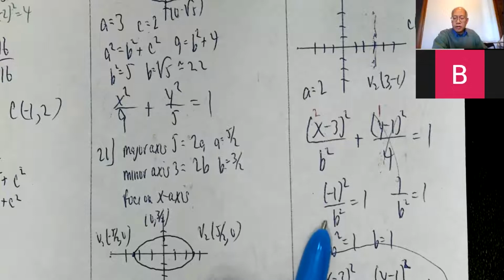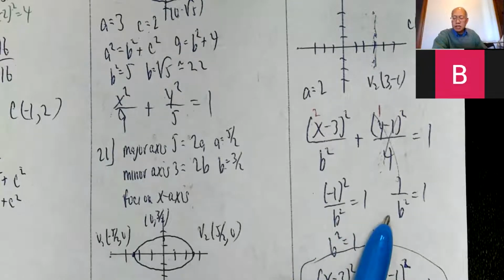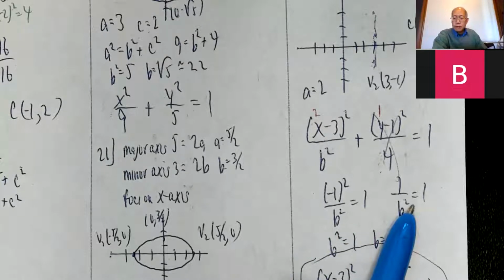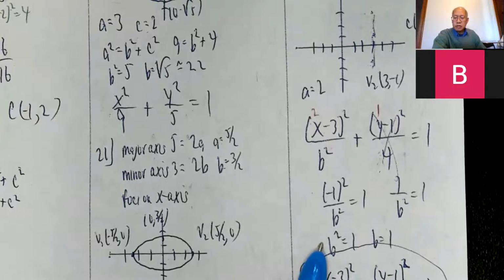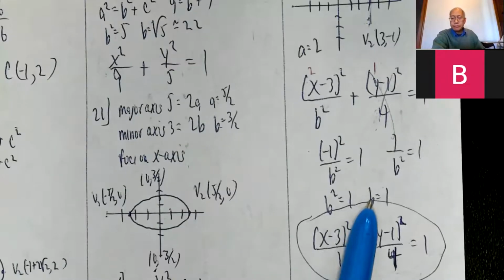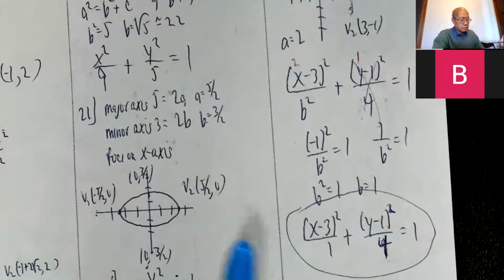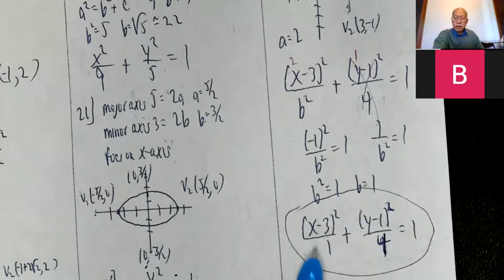Negative 1 squared over b squared is 1. 1 over b squared is 1. Multiply both sides by b squared. B squared is 1. B is 1. No need for plus or minus. B is understood to be positive. So (x minus 3) squared over 1 plus (y minus 1) squared over 4 is equal to 1. And there we go.